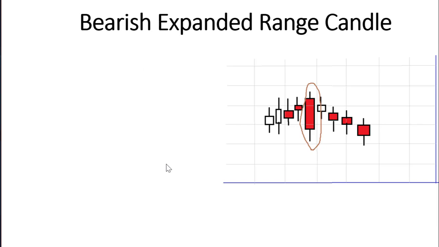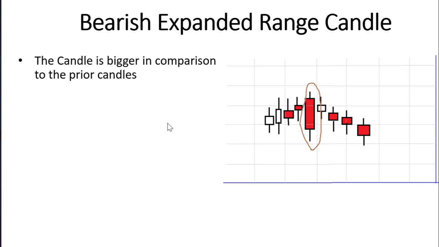Bearish expanded range candle. An expanded range candle in general has a body bigger than the previous candle. Bearish indicates selling pressure and the prices are going down. Just like in this picture, the circled red candle shows aggressive selling and is also an indication that the upcoming price actions are also going down.